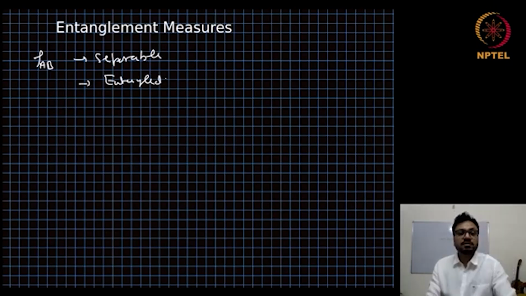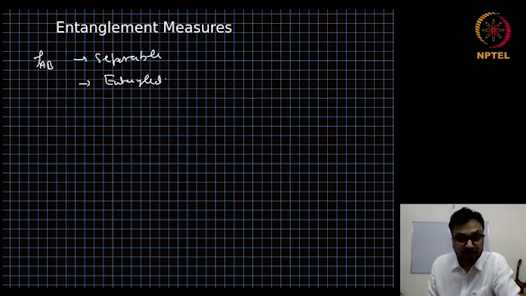The next obvious question is, given two entangled states, how can we say which one is more entangled and which one is less entangled, or if it is entangled at all or not? For that, we need to develop the entanglement measures, a method to quantify entanglement in a given quantum state.